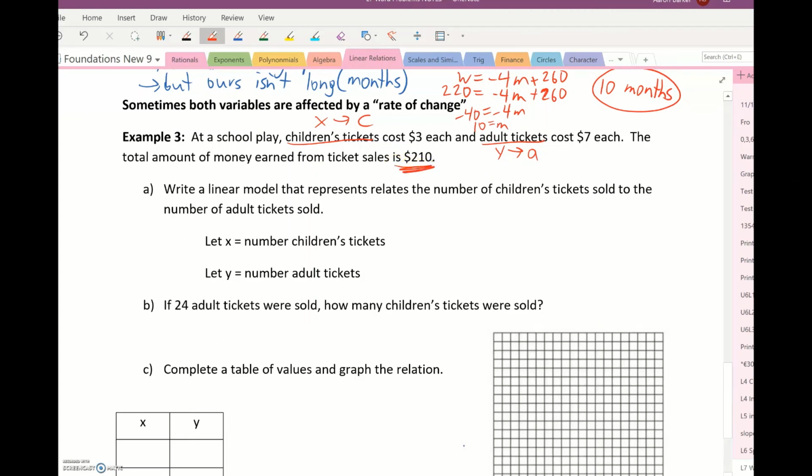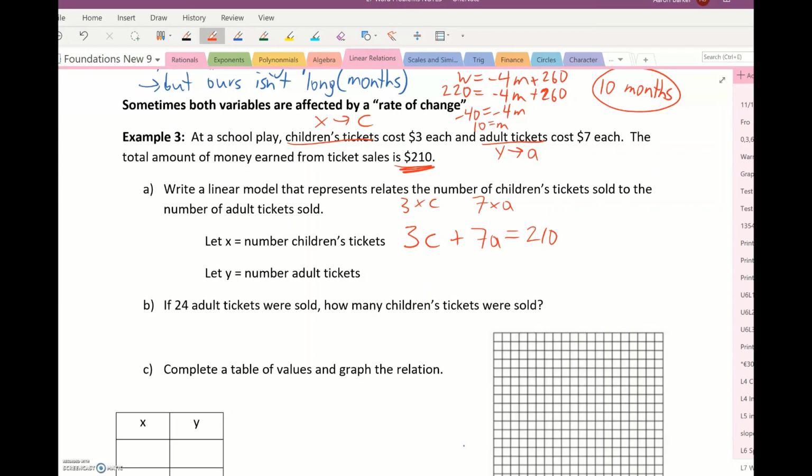Is 210. So what we have here, okay, X is the number of children's tickets, and Y is the number of adult tickets. So it's $3 for each ticket for the children. So it's 3 times C. That's how we calculate how much money was brought in by the children's tickets. Plus, it's $7 for every adult's ticket. So 7 times A would be 7A. And that equals a total amount of money of $210. There's our equation. It's in the different format, okay?